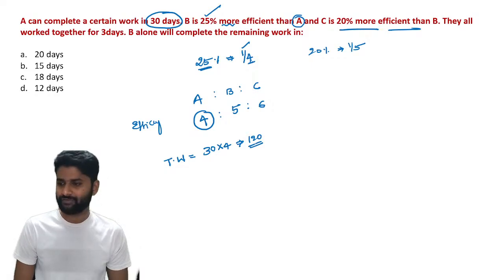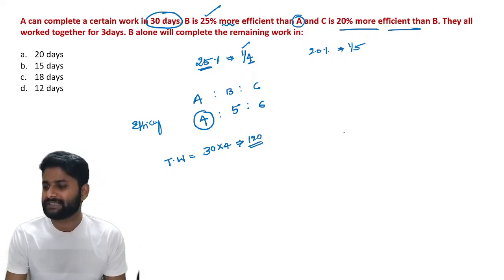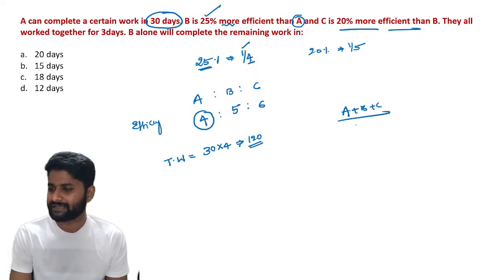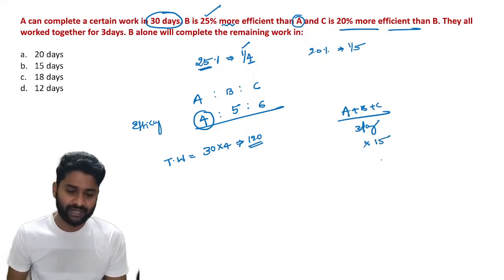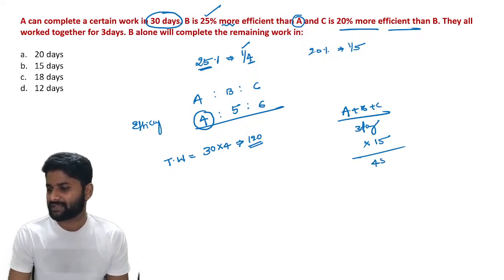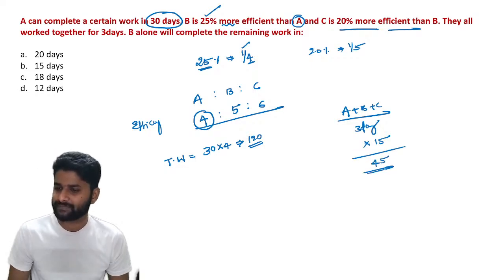120 units is total. Now A, B, C work together. So how many days? 3 days. You already know that A, B, C working together will complete 15 units per day according to their efficiency. In 3 days they will finish exactly 45 units.